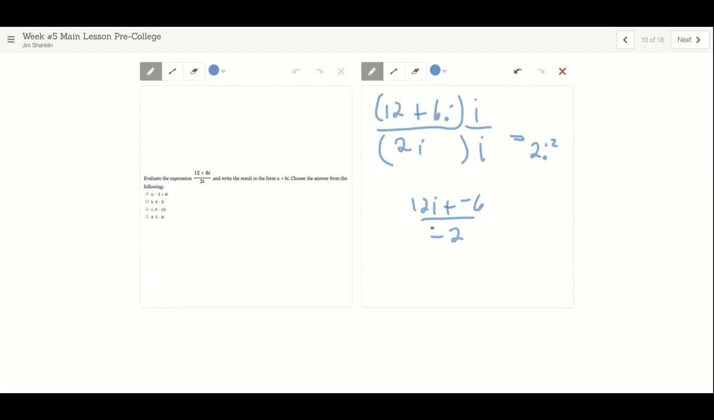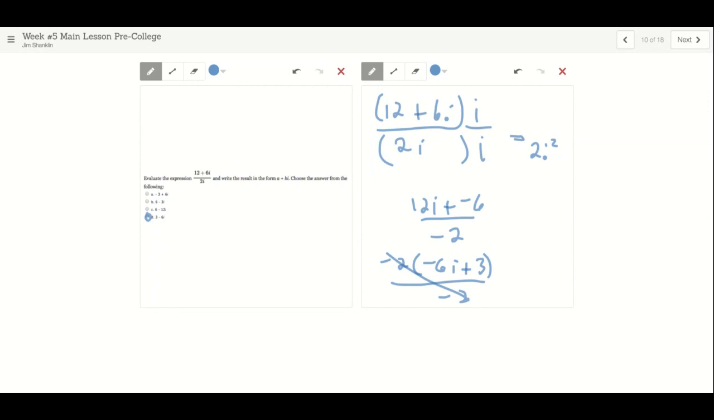Now, lo and behold, they probably factor out a negative 2. So that would give me negative 6i plus 3 over negative 2. Those cross out. Negative 6i plus 3, or 3 minus 6i. I would go with letter D.